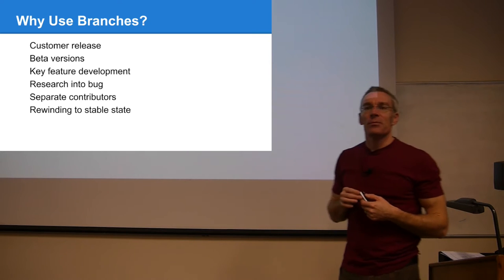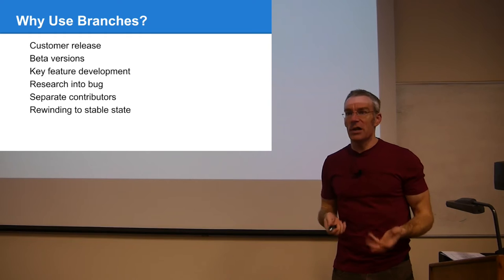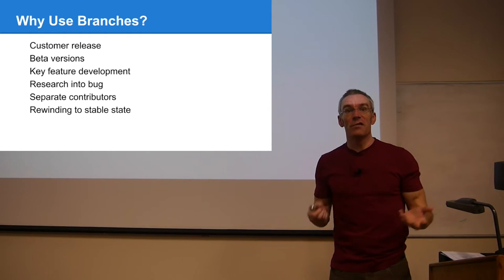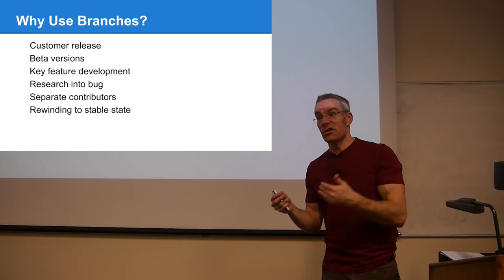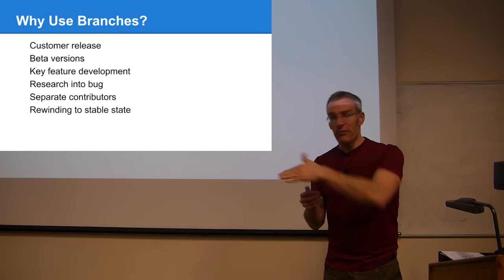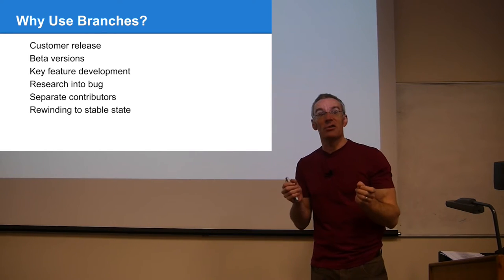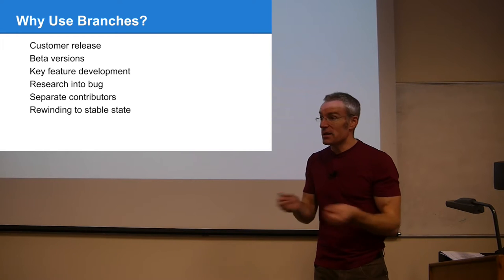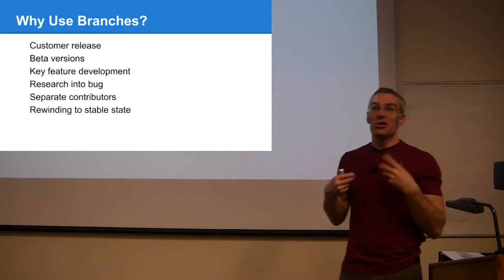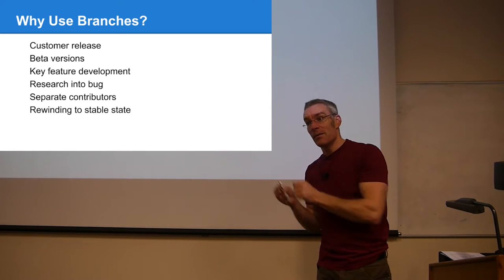Beta versions. You're working on a nice stable branch, working on your project, and you've got some really cool ideas for some radical new features. Rather than contaminate the main branch and potentially kill it or break it, you branch off and you can do all the cutting edge, bleeding edge ideas on a separate branch without affecting the main development. And then if your ideas do work, you can simply merge that branch back into the main branch and all those features are now part of the main release.